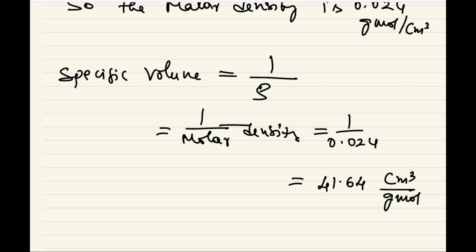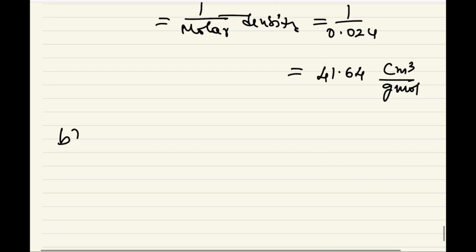So let us move to sub question B. What is asked is the volumetric flow rate of carbon tetrachloride in a pipe of 50 centimeter cube per minute. Volumetric flow rate is given, and density is also given. We need to convert it into mass flow rate as well as molar flow rate. So let us see the sub question 1.